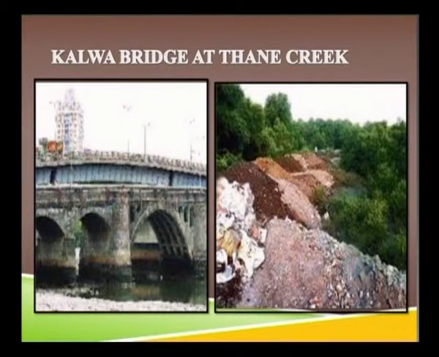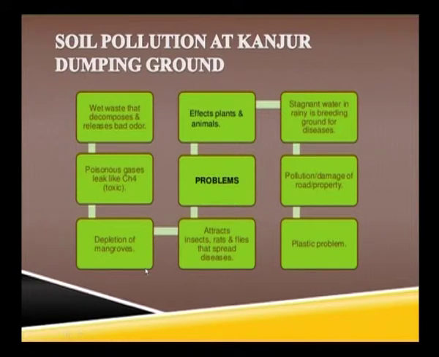This is the Kalwa Bridge at Thane Creek. You can see both solid, that is soil, as well as the water under the bridge is getting contaminated severely. Now, if you look at the cycle of reaction, you have wet waste that decomposes and releases bad odor. Then you have poisonous gas leaks like methane, CH4. Then you have depletion of mangroves.